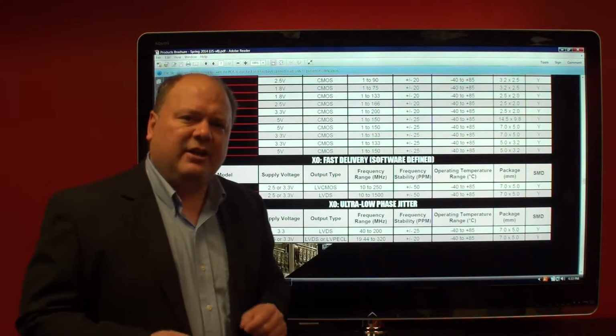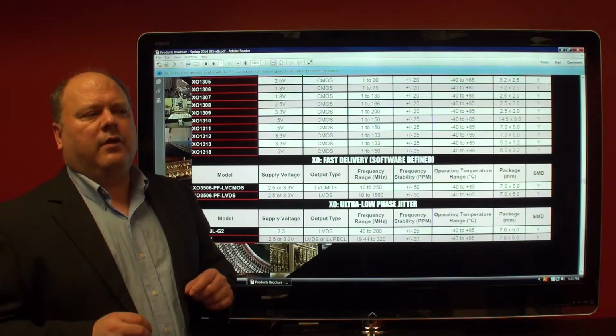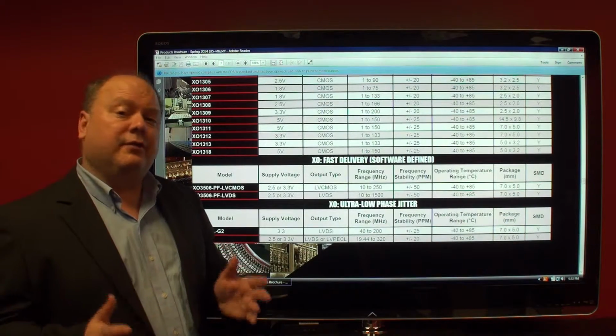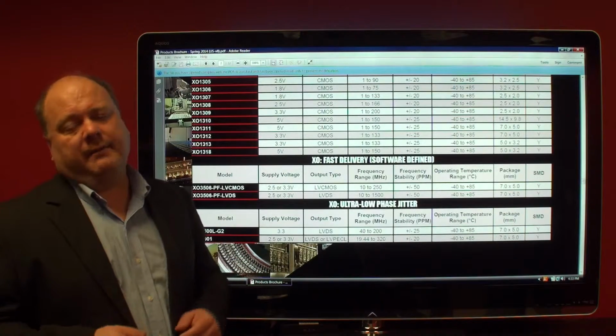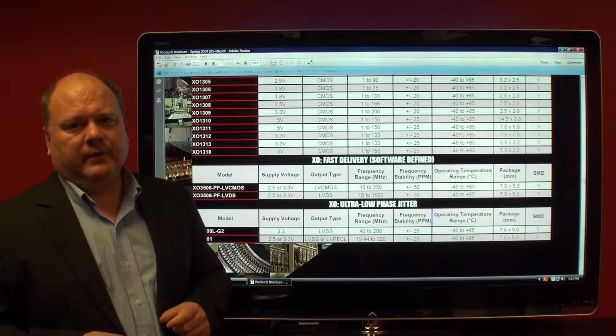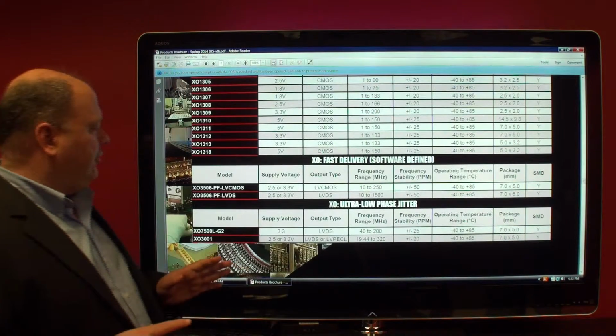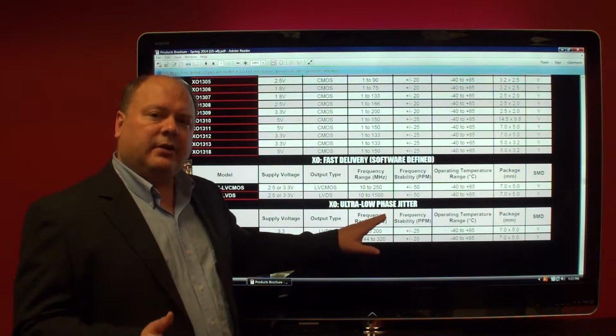If jitter is not an issue with a customer, they will tell you pretty much within the first few minutes if it's a commodity type part or a very high performance low jitter part. And again, even for low phase jitter, it's a relative term.